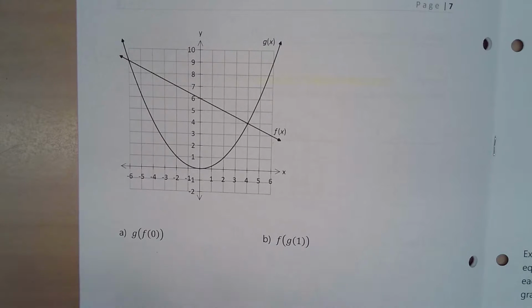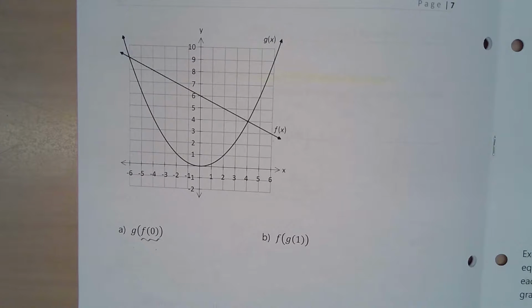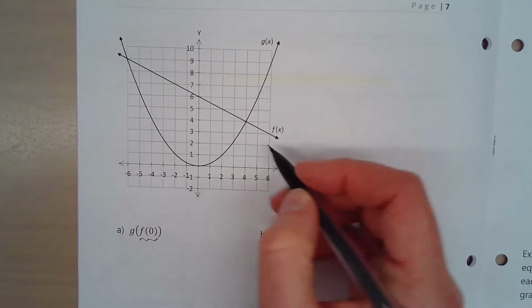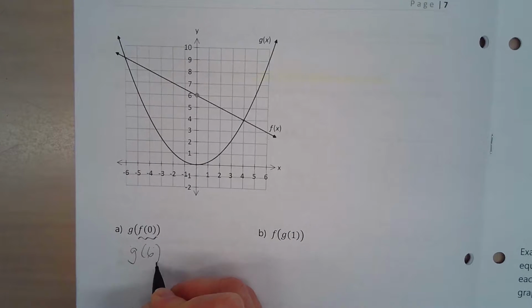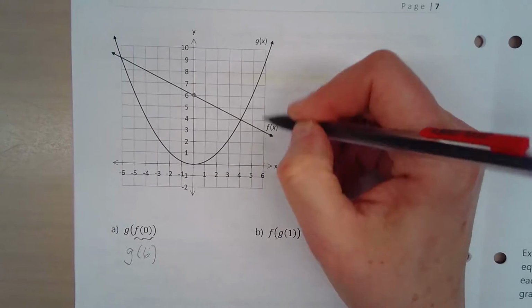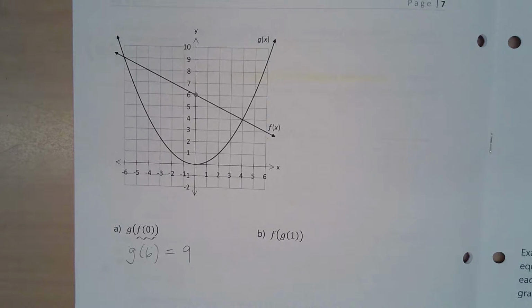If I want g of f at 0, okay, work inside out again. What's the value of f at 0? Let's see, here's my f function, right? F at 0 is 6, agreed? Okay. So g at 6, nine, right? We're not reading the values from the table of values anymore, we're actually reading from the graph itself. So that's how we would read info from a graph. Okay?